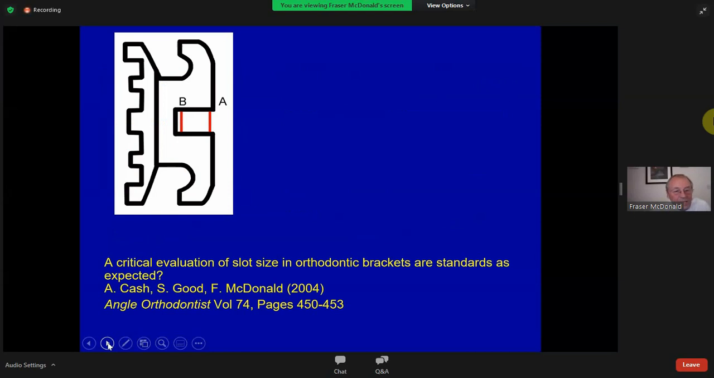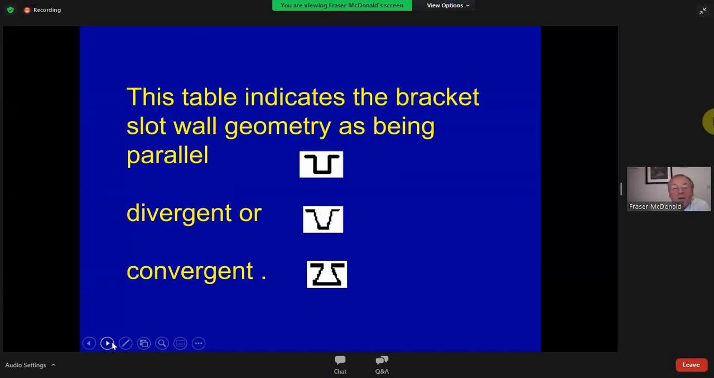But let's go on to Alex Cash's paper, the famous paper on the evaluation of slot size in orthodontic brackets. It's very interesting that supposedly science is not influenced by commercial things, and I'll come back to you in a little while as to what has happened. But we were interested, thinking that 022 by 028, we wanted to see what the size of our brackets were. We didn't go to the companies. Alex took them straight off the clinic and he got a series of brackets and we measured them.